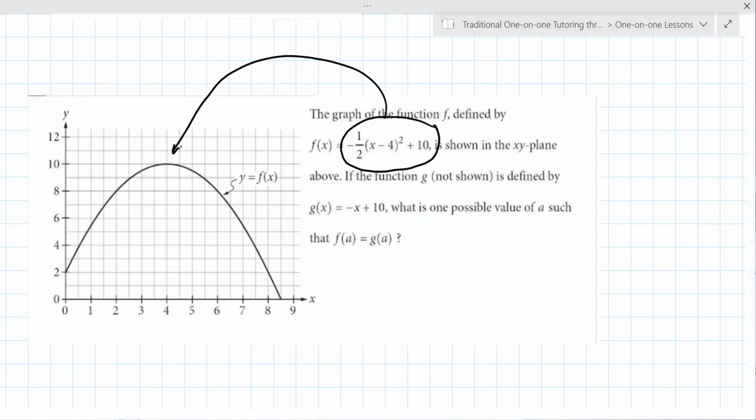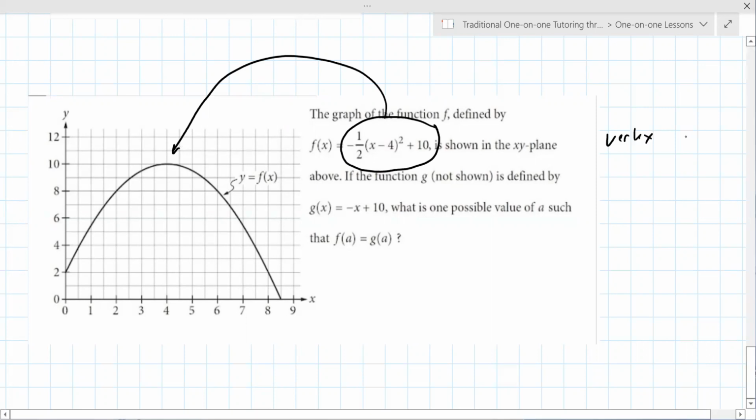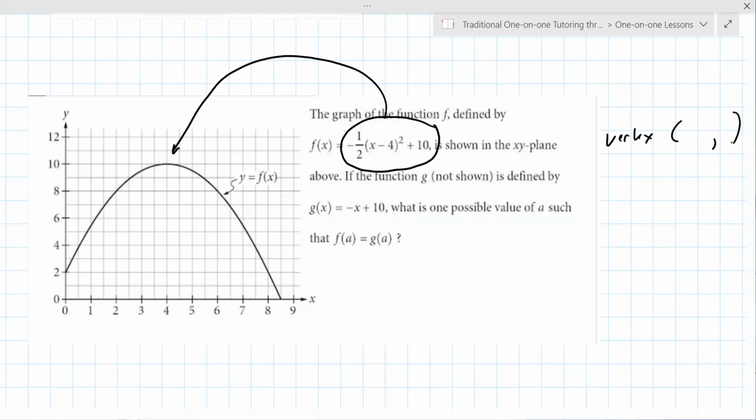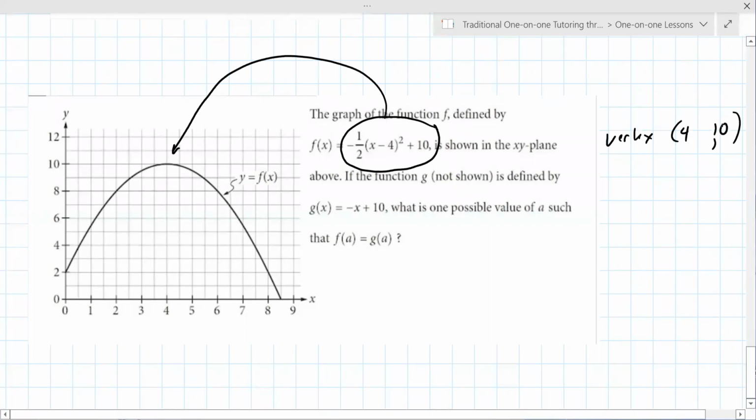Is it +10? The vertex is always an ordered pair. There's an x and a y value. 10 is part of it. 4, 10. Yes. Very good. And you can also see it kind of right there.